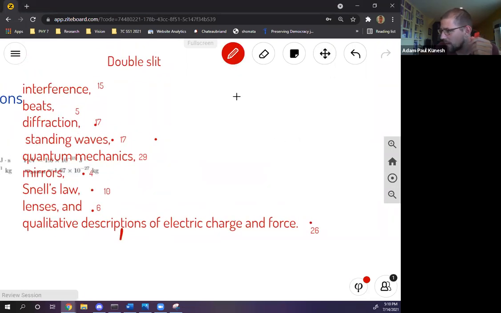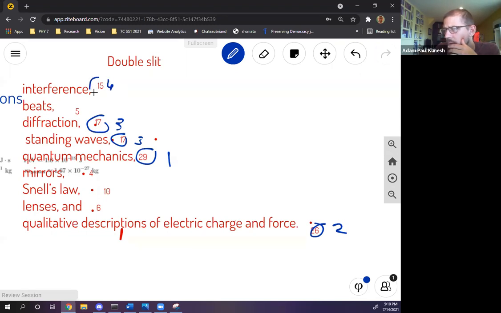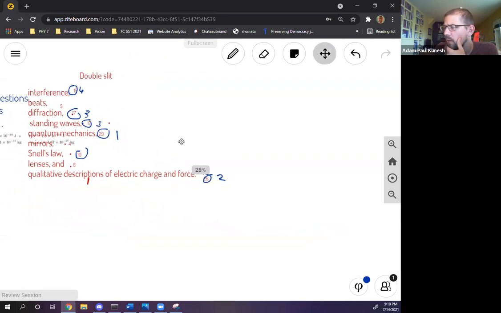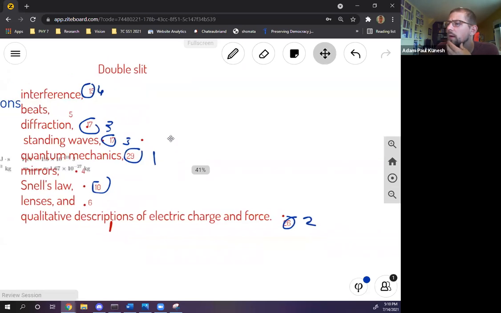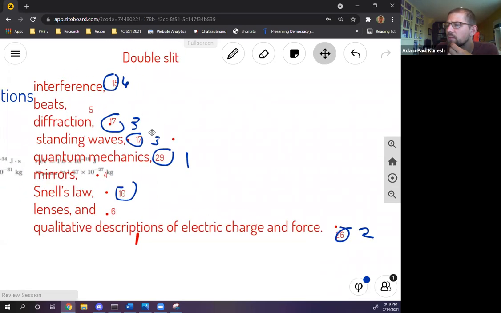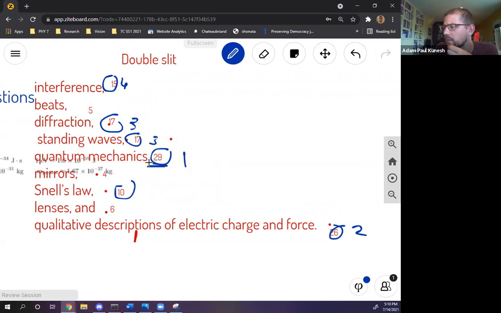Okay, so it looks like places where we want to spend the most time are quantum mechanics, this is our number 1, then electric charge and force, then diffraction, standing waves, then interference, and Snell's law. So mirrors and lenses we're comfortable with, beats pretty comfortable with. So I think, because there's so many people asking for it and because it's less connected to many of the other things, let's start off with quantum mechanics, and that'll segue us nicely into standing waves. So we'll start off with these two, knock those out and then move on from there. Sound good?